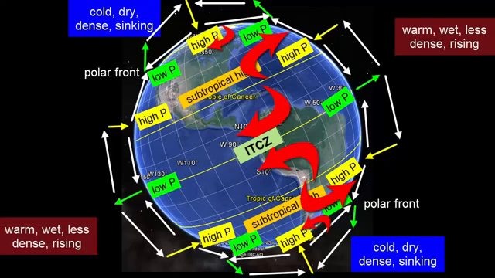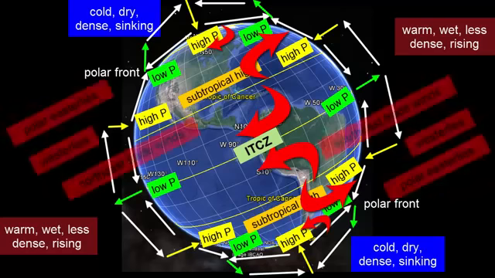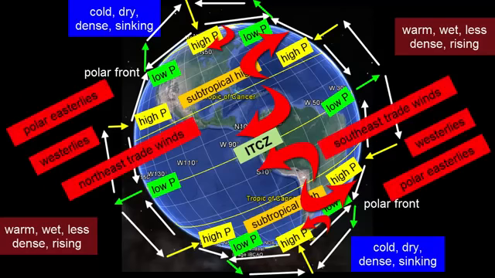They then get names associated with the direction from which they are coming. Notice that the polar easterlies originate in the east and move westward. The westerlies start in the west and move eastward. The trade winds start in the east and move westward.